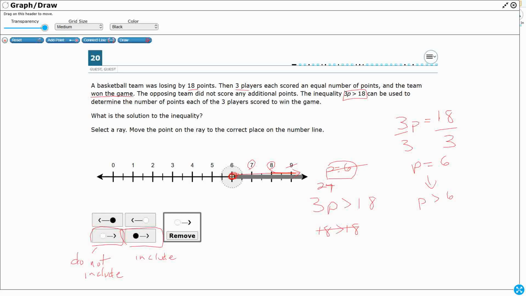If we wanted to include it, then it would need to be like this. Could they tie or win the game? It would need to be 3p is greater than or equal to. If you get that greater than or equal to, then you turn it into a closed circle. So this is difficult. This is a 2-point problem, right? First, what type of arrow and circle do you need? And then secondly, is it on the right number? So it has to be on the 6.